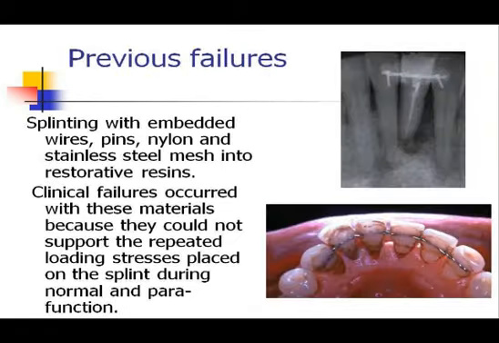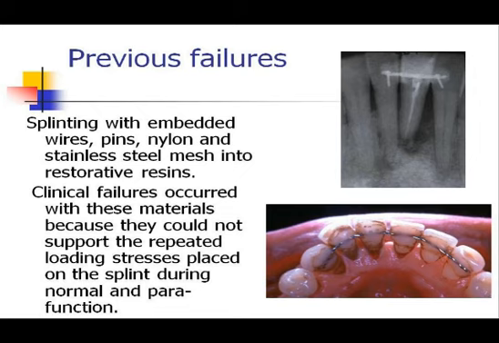So the failures that we saw with splinting, with embedded wires, pins, nylon, all sorts of meshes, were that the composite didn't really chemically join with these materials. The composite surrounded them, the composite was reinforced, but cracks that occurred within the composite would propagate through the material. In fact, looseness would occur, repairs were very frequent.